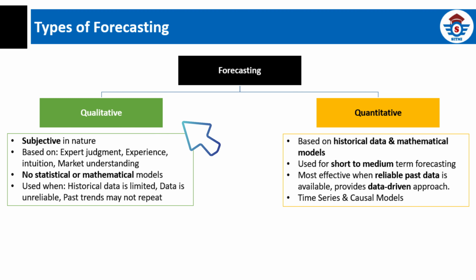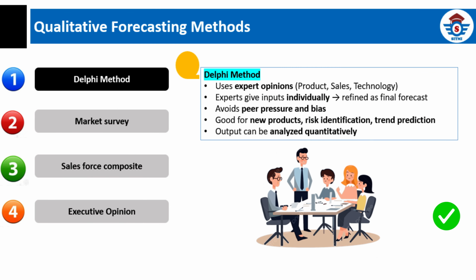For example, if our company is planning to launch a new high-end gaming laptop, we do not have past sales data for this exact model. In such cases, qualitative forecasting becomes very important. Now let us explore different methods of qualitative forecasting models. The first qualitative method is the Delphi method.